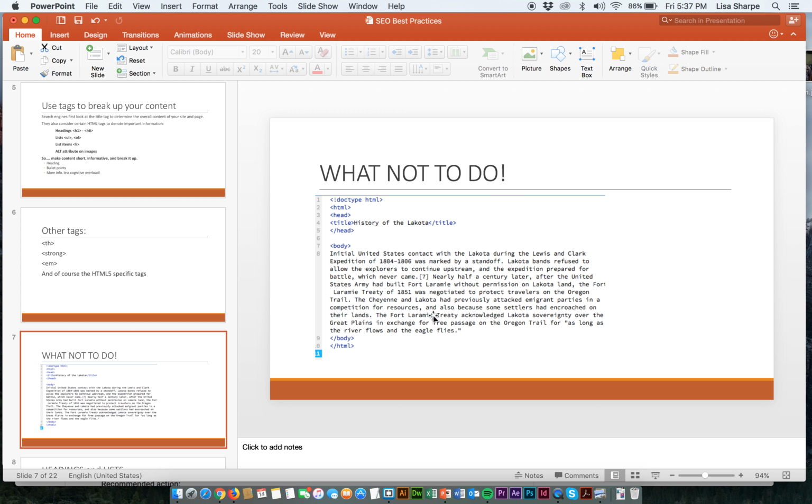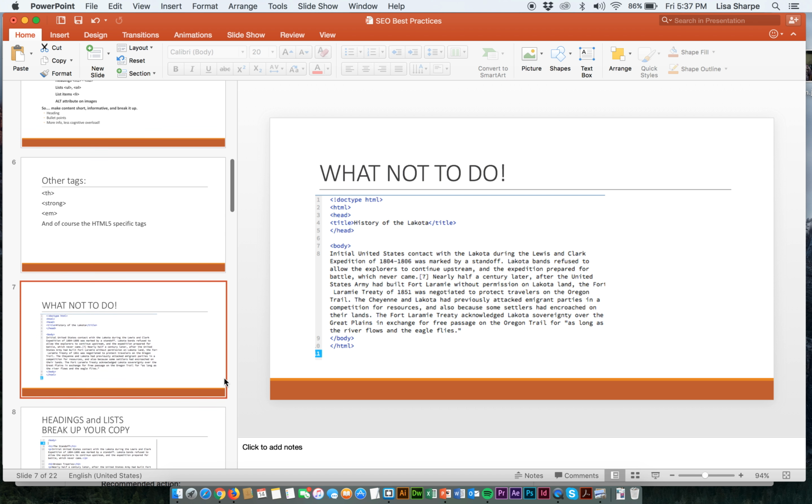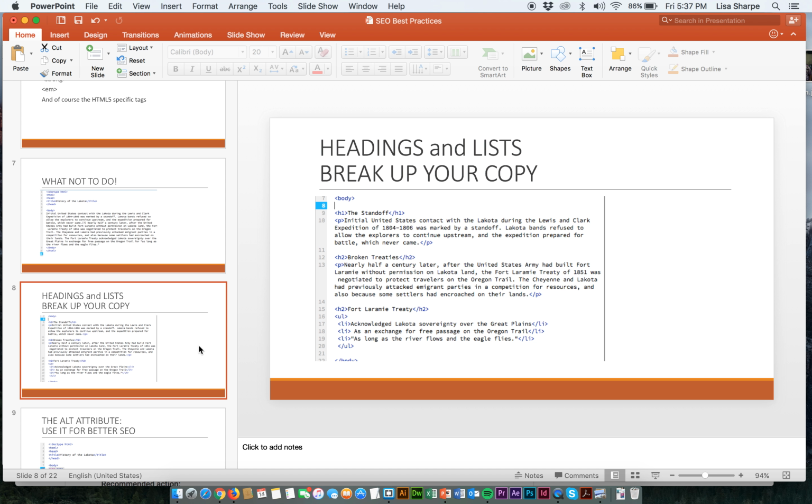So here's what not to do. Don't give me a big unformatted block of text. As a reader, I'm going to find that difficult to read, and as a search engine, I'm going to find that difficult to read. So think of the search engine almost as a person, and use headings, lists, and paragraphs to break up your copy. So this is the same text, but I have H1 here, the standoff. So Google's going to say, okay, that is the most important. Second, I have a P tag that talks about the initial United States contact with the Lakota Indians during the Lewis and Clark expedition. And then I have the second most important content, broken treaty.